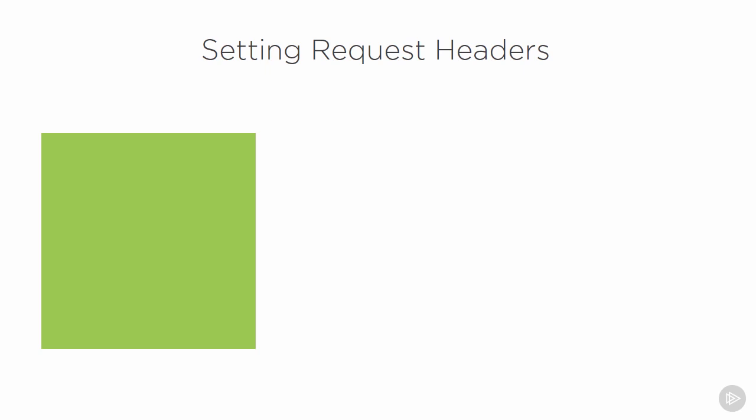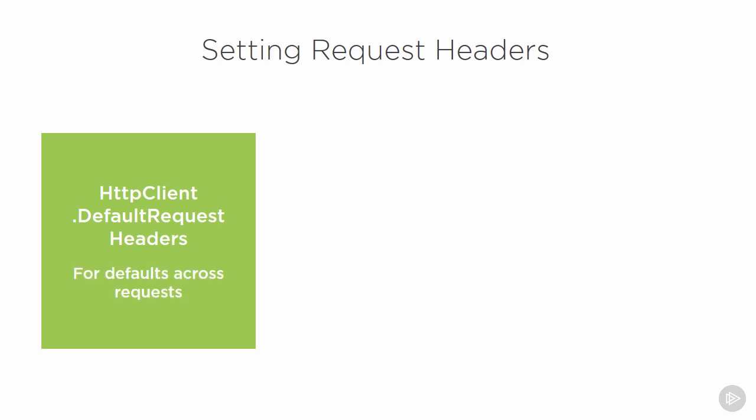When sending data to an API, on creation for example, we have to send over a content type header. We just did that in the demo. So there's now 3 places to set some or all request headers. One on HTTP client.default request headers. This is good for default values that remain the same across requests.